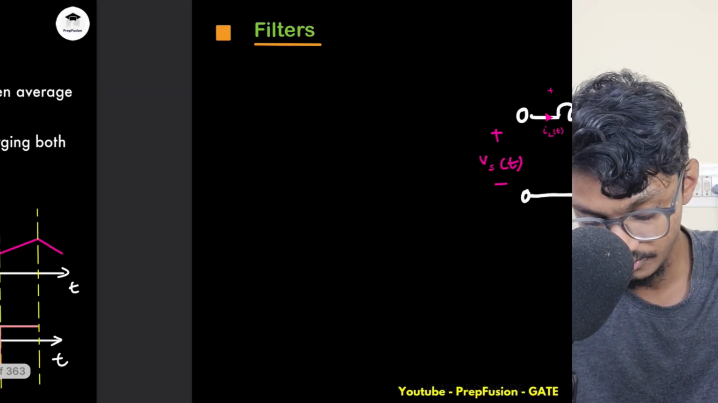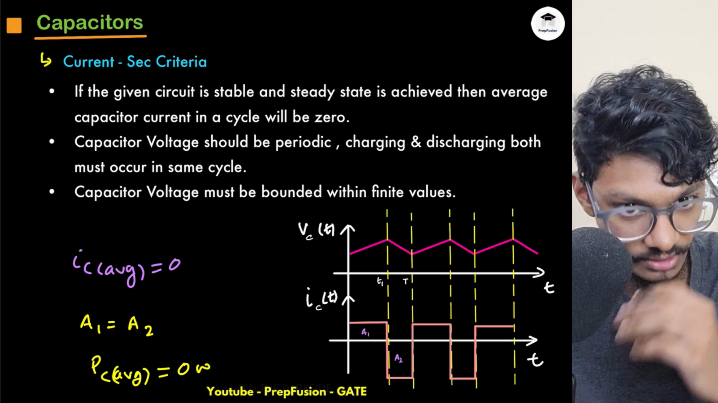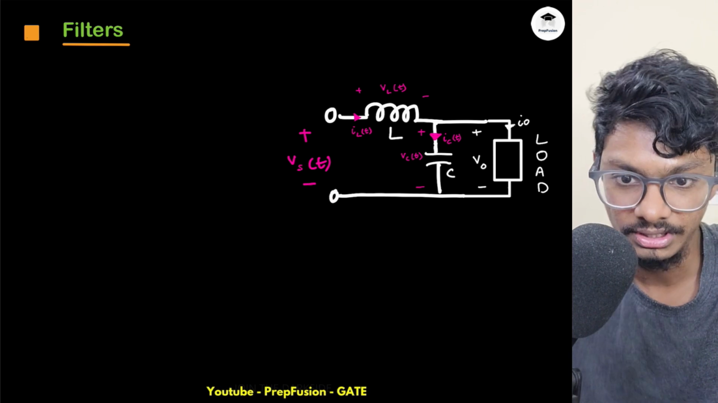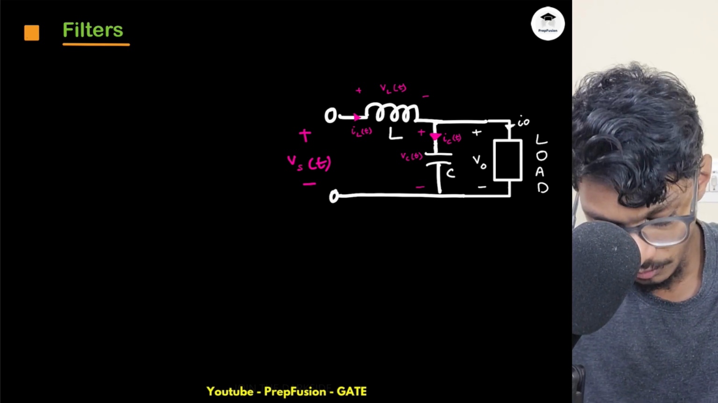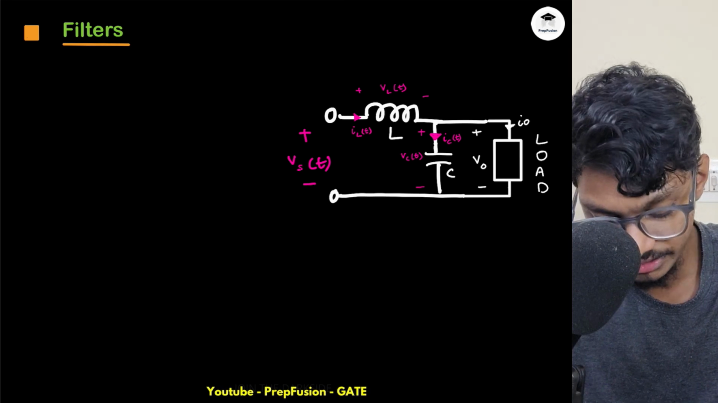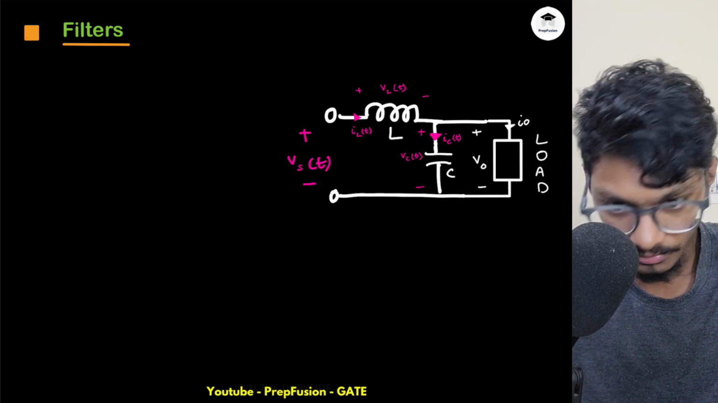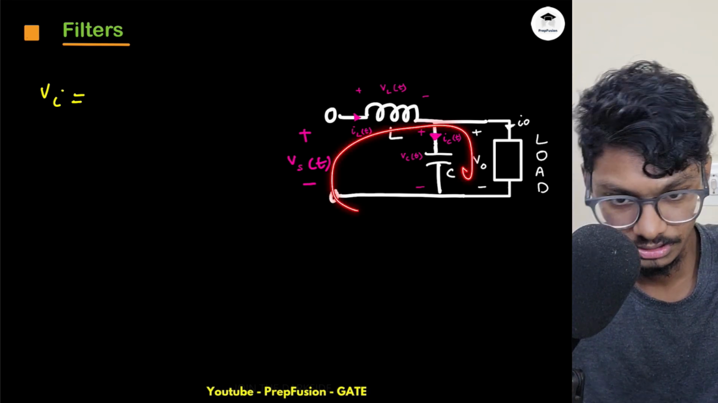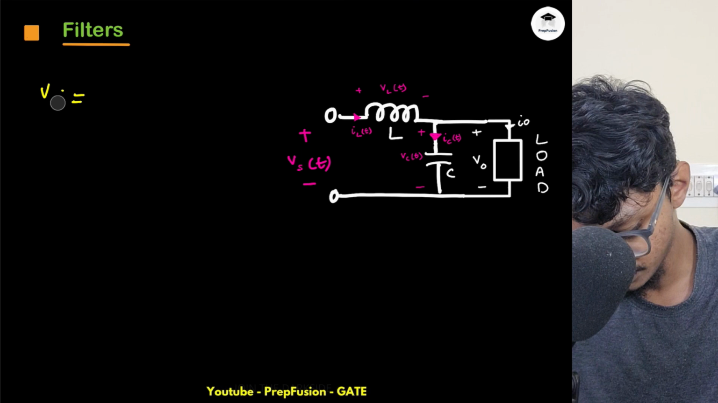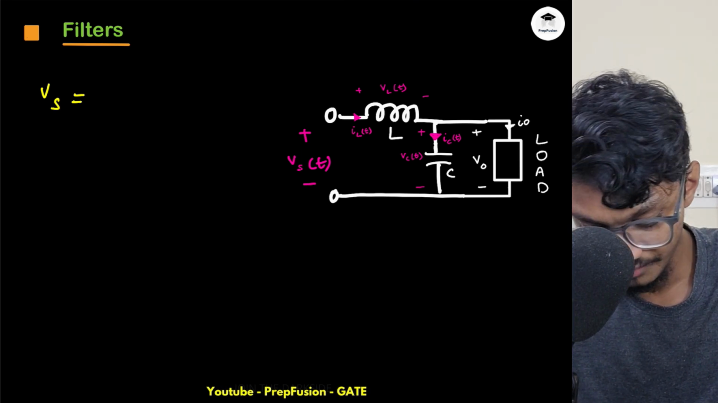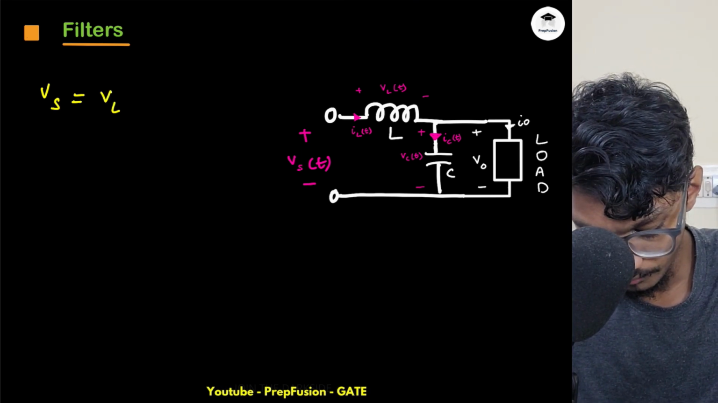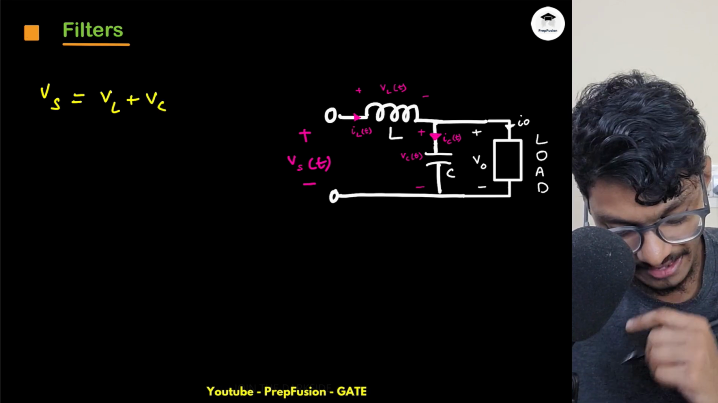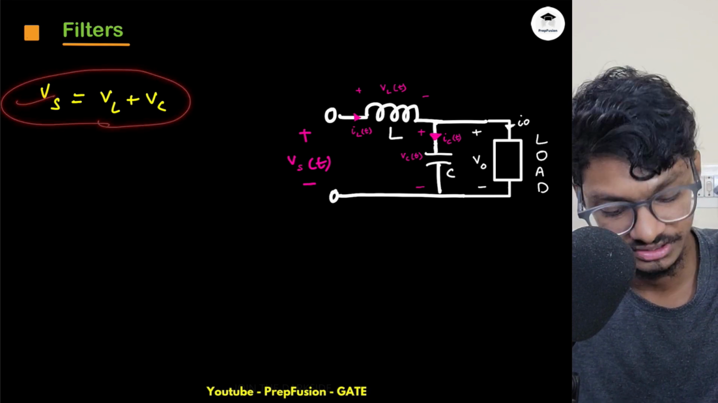Now what are these conditions used for in filters? If you observe here, this is a simple LC filter, a low pass filter. Now Vi is equal to what? I am writing the simple KVL. So not Vi, sorry, this is Vs, right? Vs is equal to VL plus Vc.